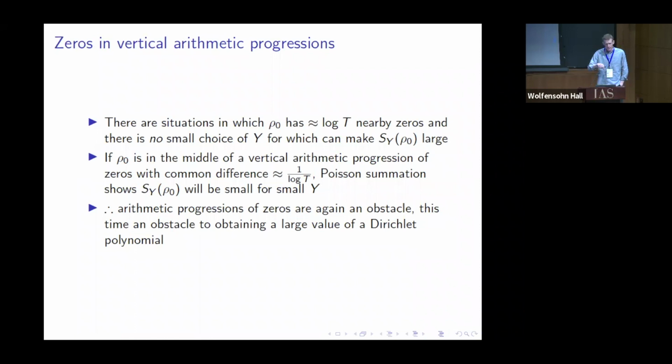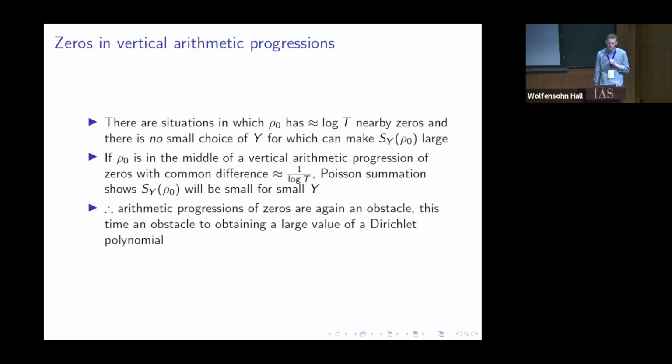Okay, and then even worse, there are situations where the zero rho naught will have about log T nearby zeros, and then there's absolutely no value of y that we can choose where the sum is going to be large. And again, the enemy is going to be vertical arithmetic progressions of zeros. So if I have a vertical arithmetic progression of zeros with common spacing like a constant over log T, and if I look at a zero in the middle of that arithmetic progression, then some sort of Poisson summation argument is going to give you lots of cancellation in the sum over zeros. And this Dirichlet polynomial, or the sum over zeros, is going to be very small, if we're trying to take the length of the Dirichlet polynomial to be small.